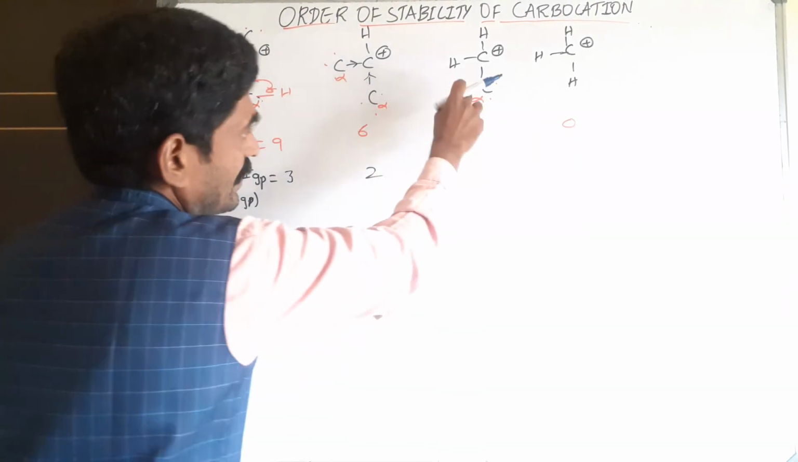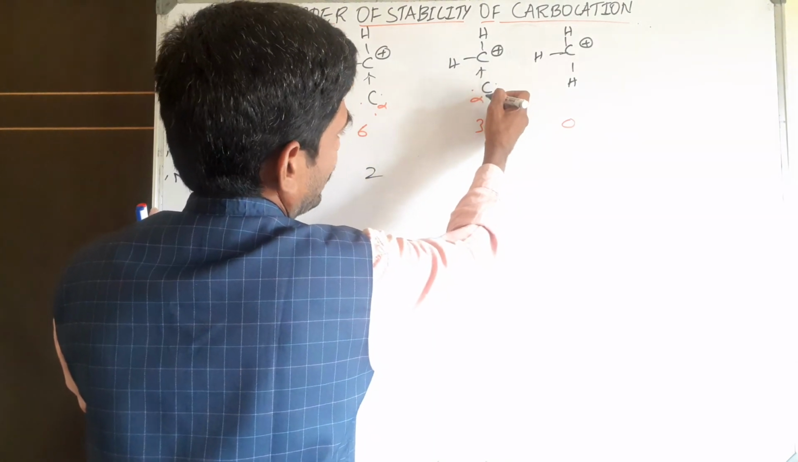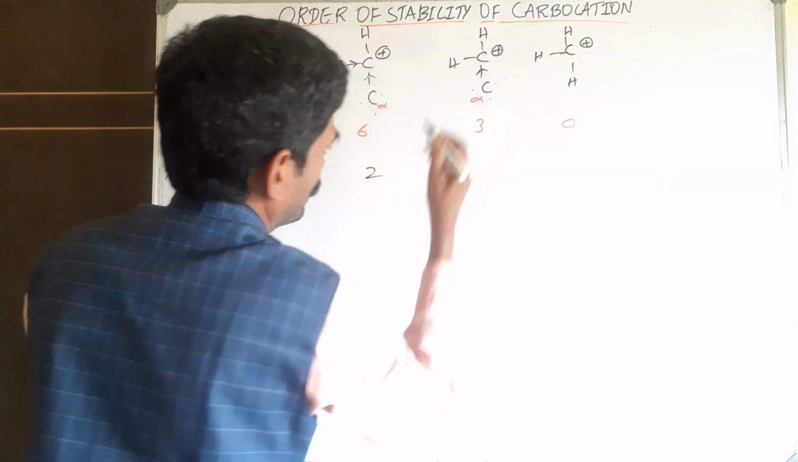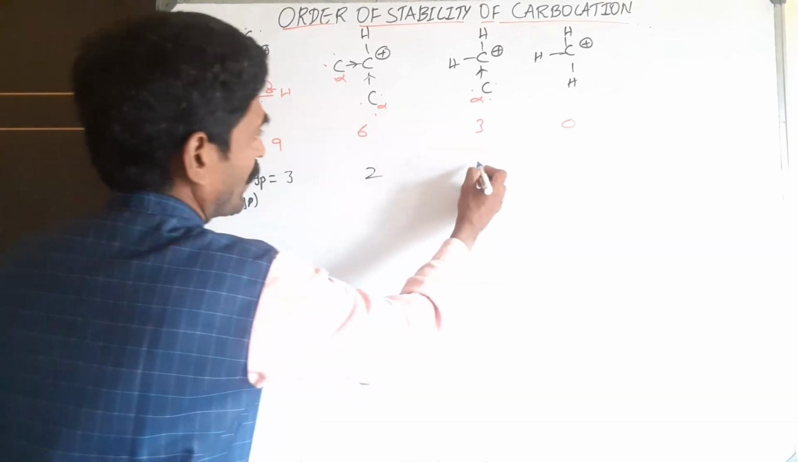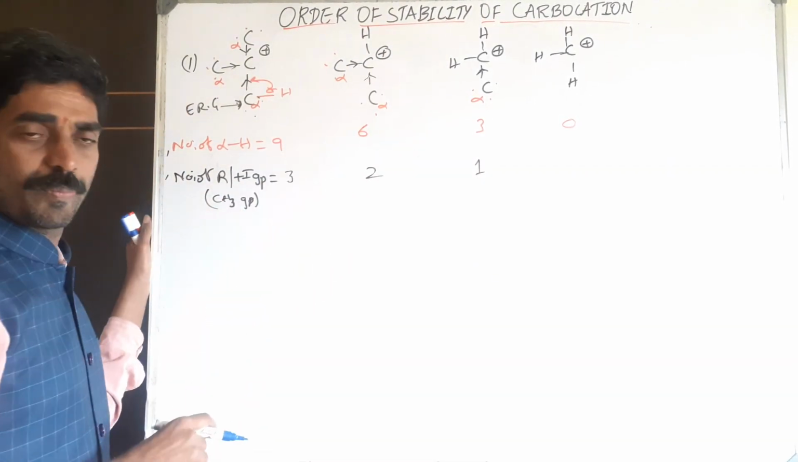Now come here, ethyl carbocation. Here we have one methyl group. It is releasing electron to the carbocation, so it is going to be stable, right? But the number of plus I groups is only 1. So that's why it is less stable than secondary propyl.